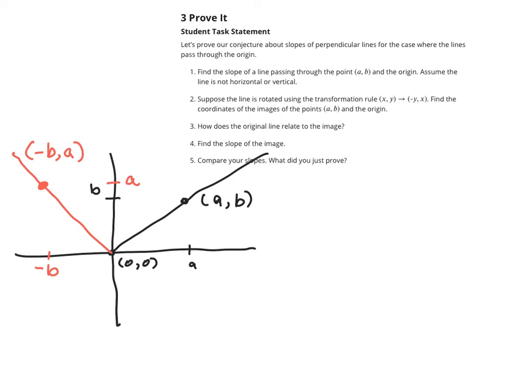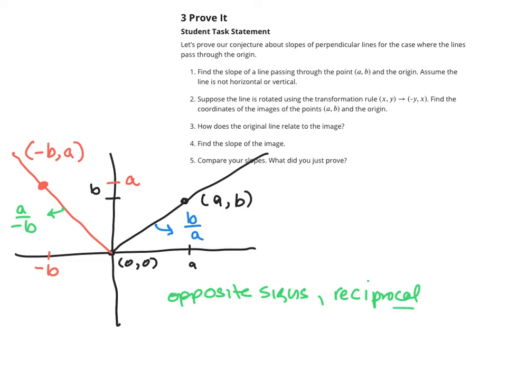If I have the slope of this line, it's going to be rise over run, so that is b over a. And then if I have the slope of this line, it's rise over run, so that's going to be a over -b. How does the original line relate to the image? It looks like they are opposite signs and reciprocal slopes.